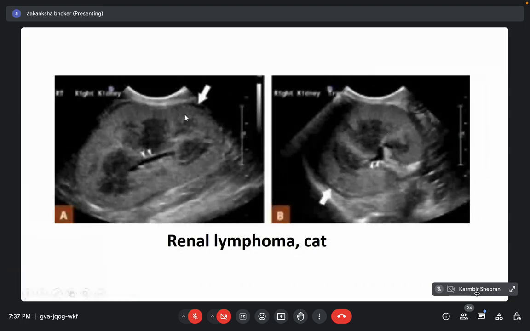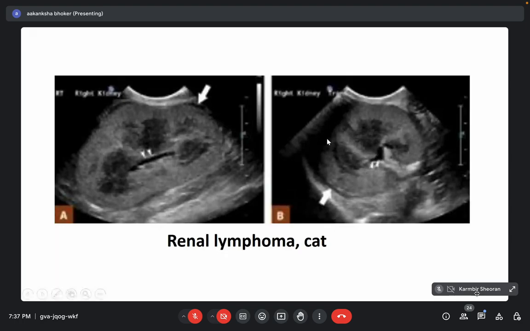This is a picture of renal lymphoma. See the contour, the margins of the kidney. Instead of being rounded, these margins are very irregular. It is having somewhat anechoic fluid under its capsule. Here you can see again, and this crescent shape is the renal pelvis dilatation.